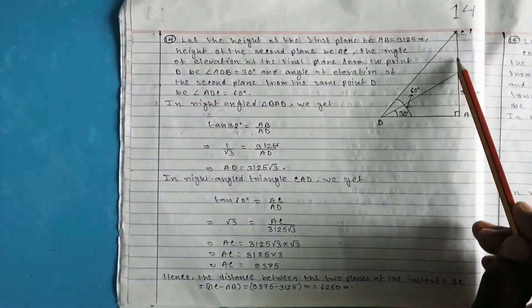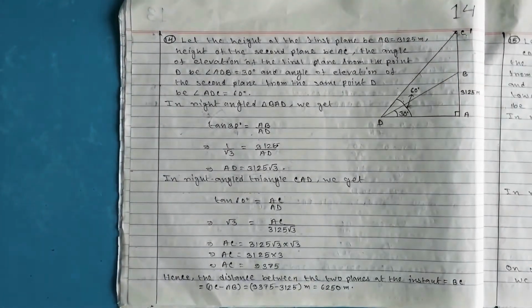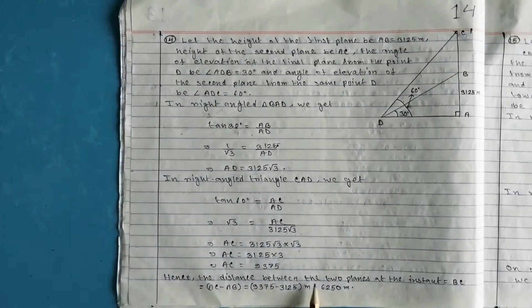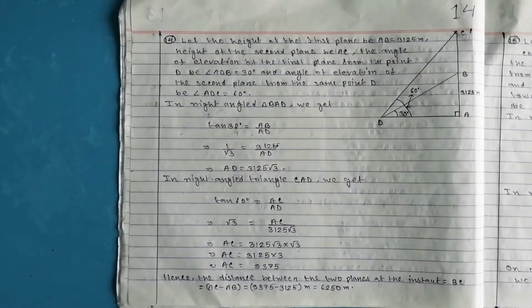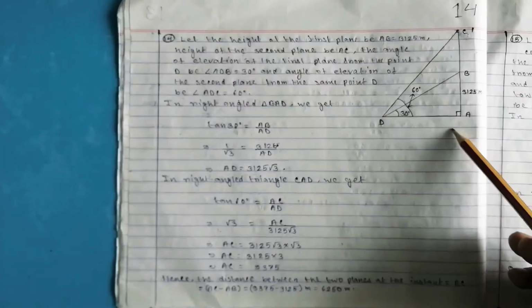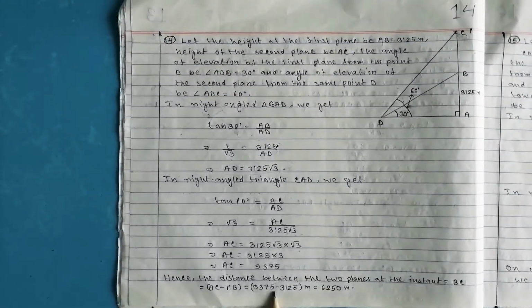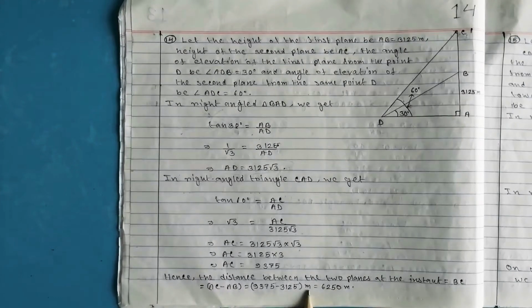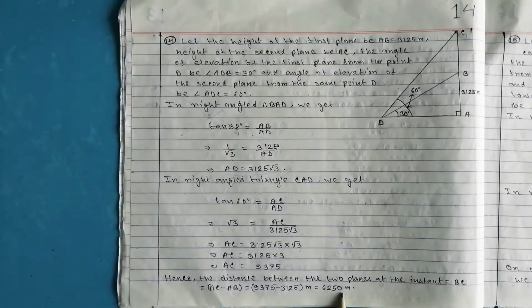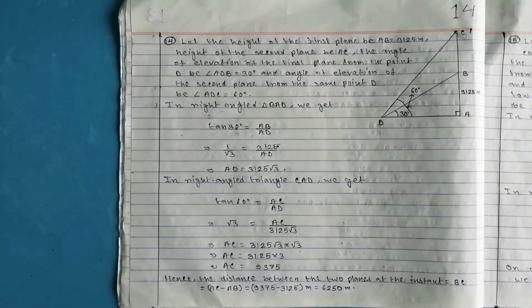But you have to calculate the BC only, the distance between the planes. So hence the distance between the two planes at an instant, that is BC, equals total AC minus AB, that is 9375 minus 3125 meter, equals 6250 meter. So in this way you will solve this problem.